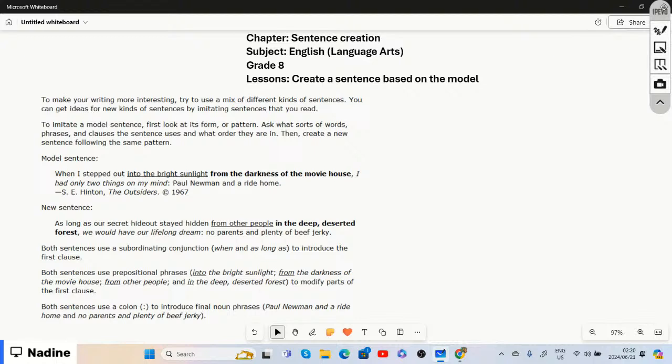And then if we look at both of our sentences after creating a new sentence, we need to compare them to see what things are similar within the sentences. Where have they been joined? What does it introduce? What do the new phrases say? Where do we have words that describe? It needs to correspond with both of the sentences. And that is when we create a new sentence based on the model.